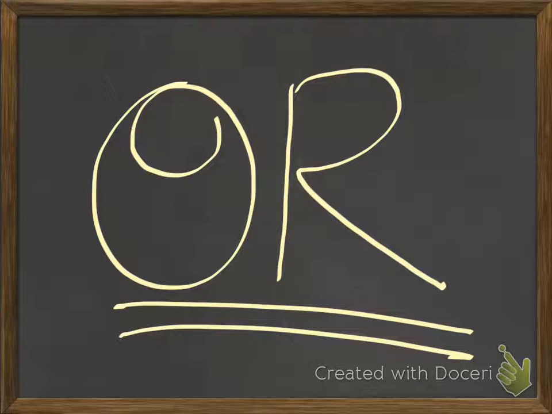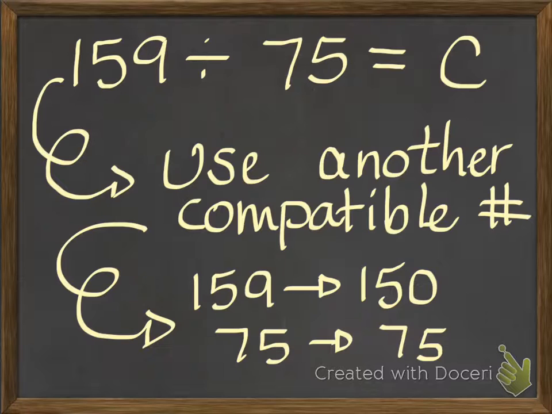There's another way. Or you could use this solution. Instead of changing 159 to 160 and 75 to 80, I'm going to use a different compatible number and see if I get a similar answer. So this time I'm going to take 159 and I'm going to make it 150. That's still pretty close to 159. It's a number that ends in 0. It's a number that's easy for me to multiply and divide. But 75 this time is going to stay 75.